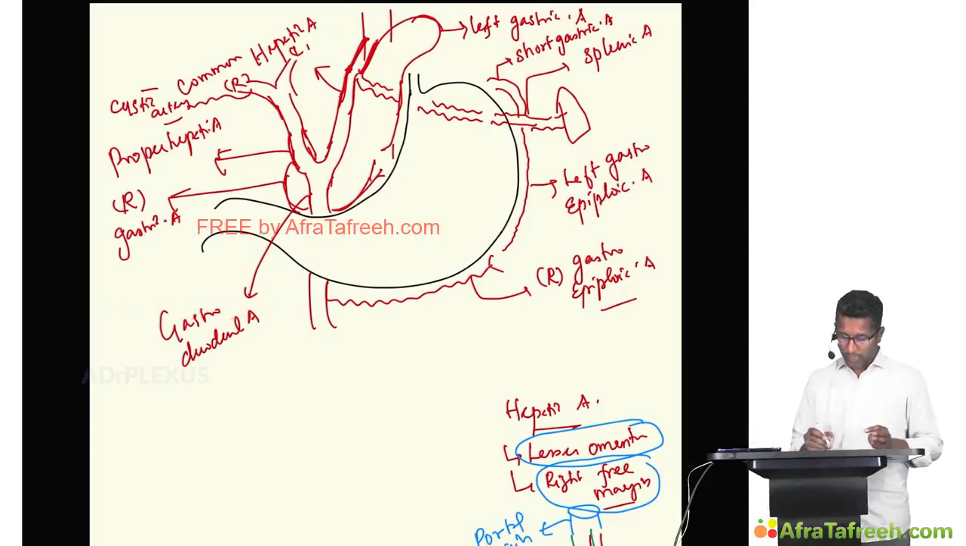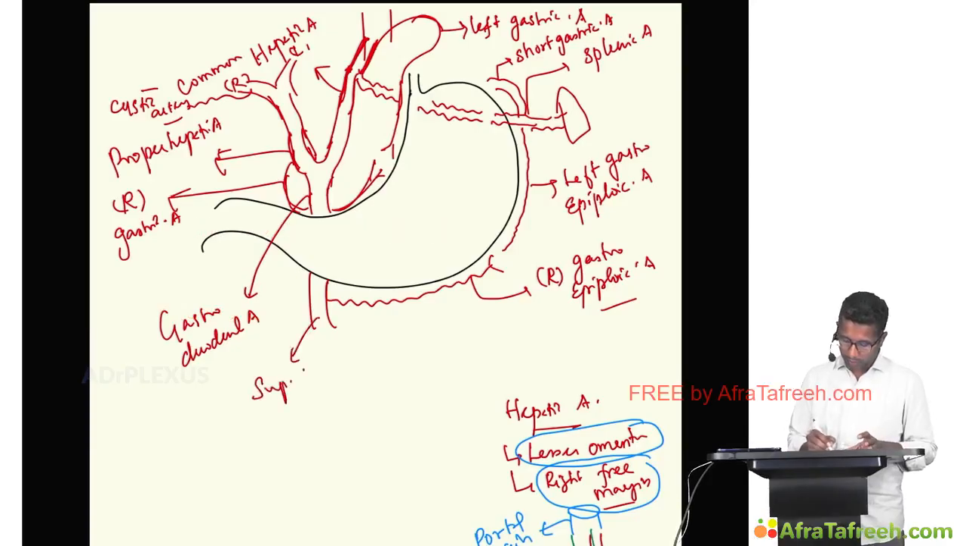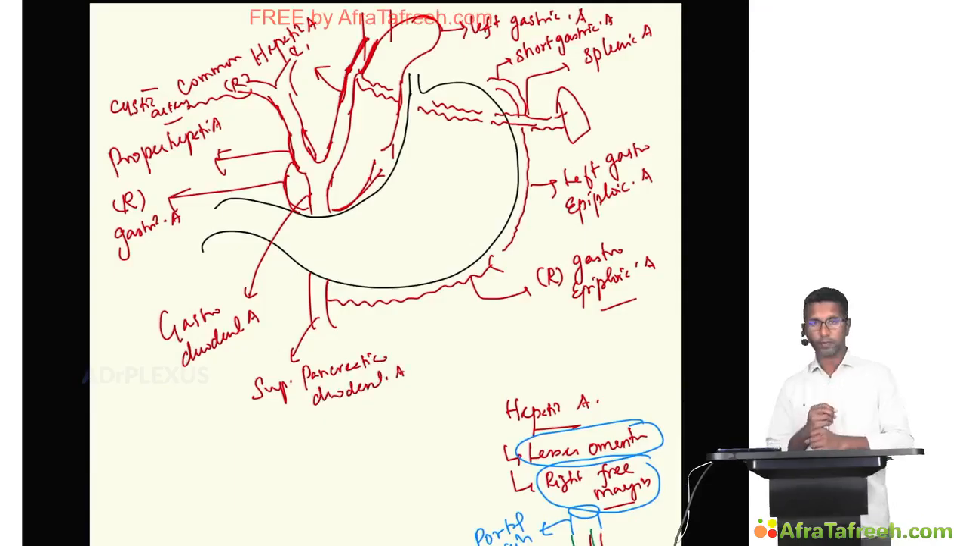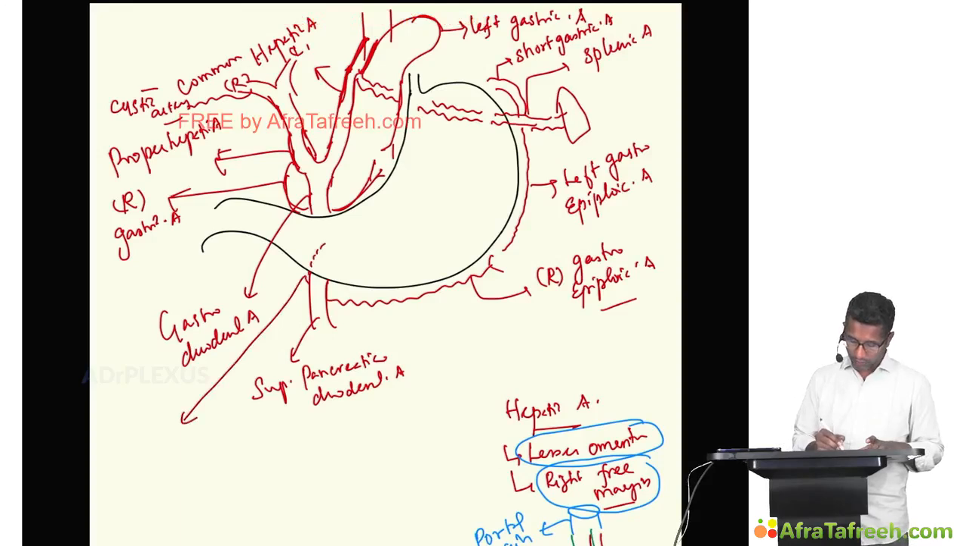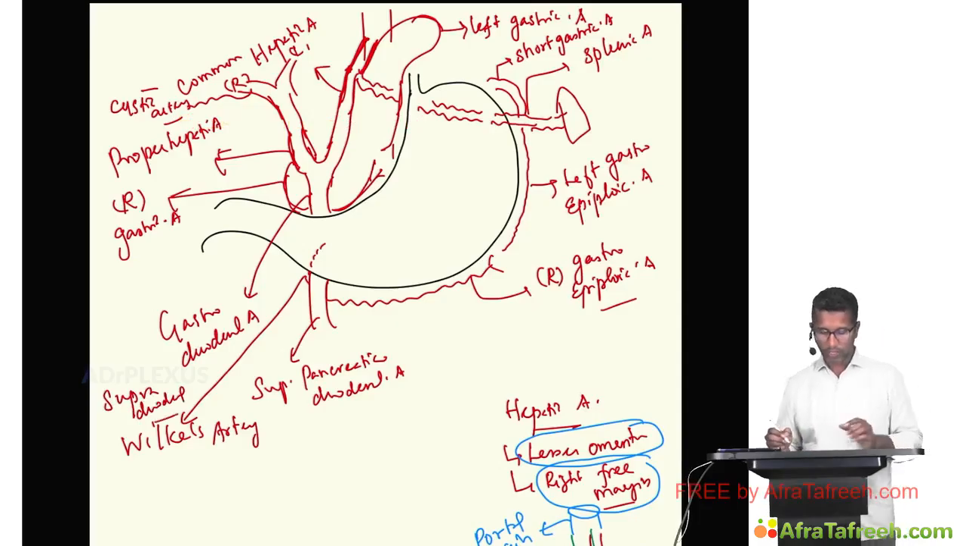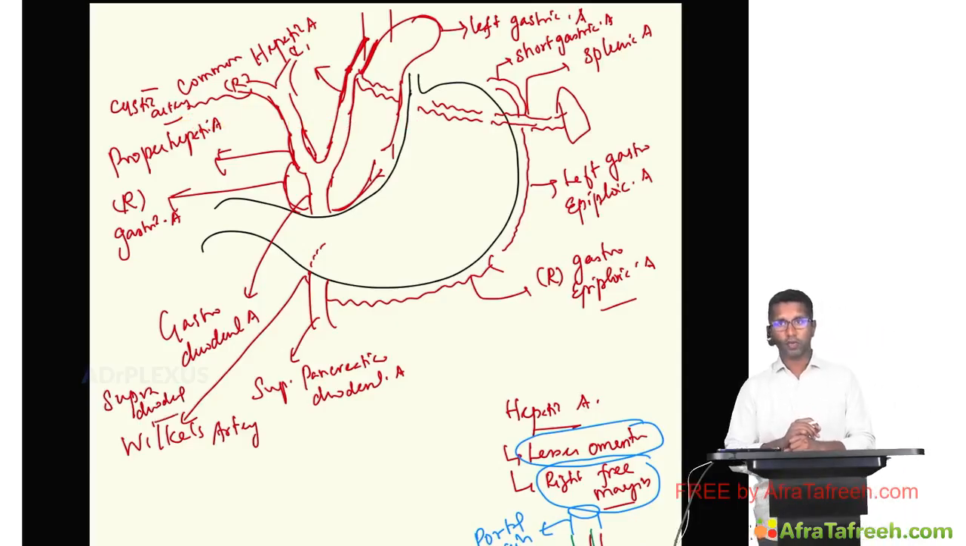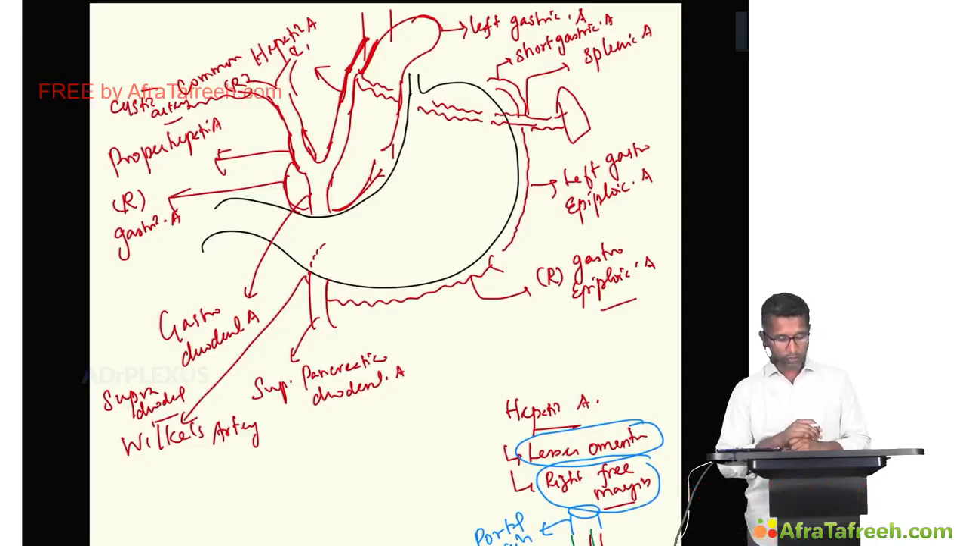The gastroduodenal artery, after giving the right gastroepiploic artery, continues as the superior pancreatico-duodenal artery. This gastroduodenal artery also gives a branch to the pylorus, which is called Wilkie's artery, the supraduodenal artery of Wilkie.